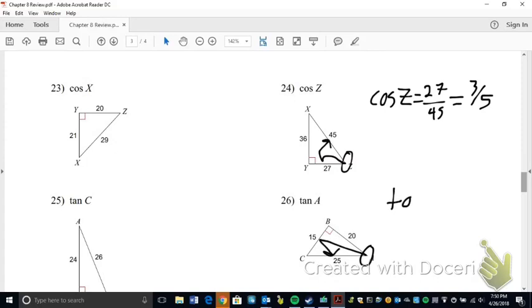Tangent of A is opposite over adjacent. I did that wrong. It's 15. I put over 25. That's wrong, because 25 there is the hypotenuse. So let's erase all that. This is what you get for doing math when you're sick. 15 over 20. Still both divisible by 5, but here we're going to get 3 over 4.